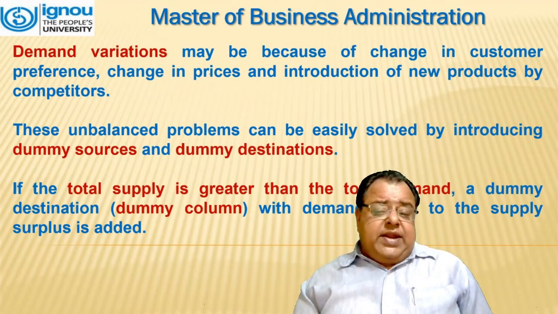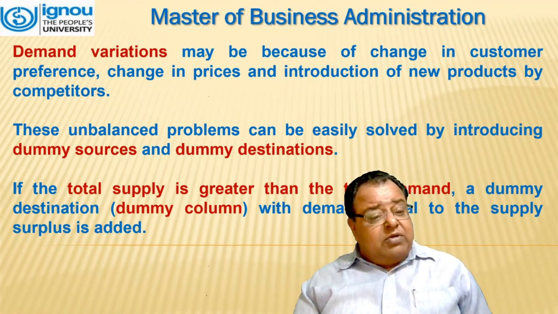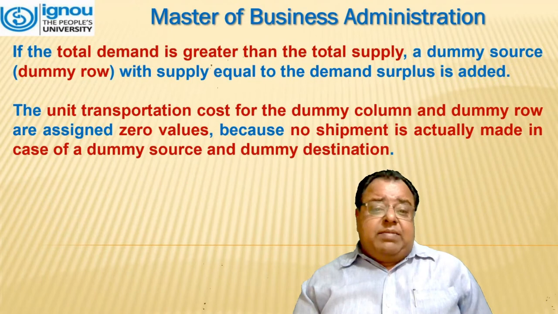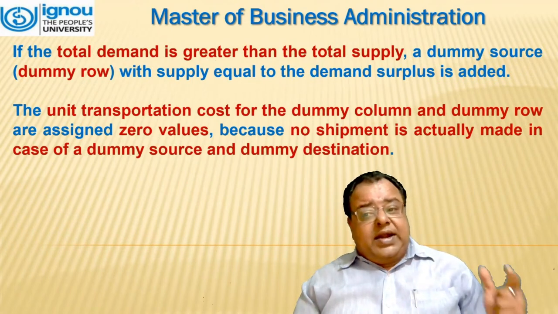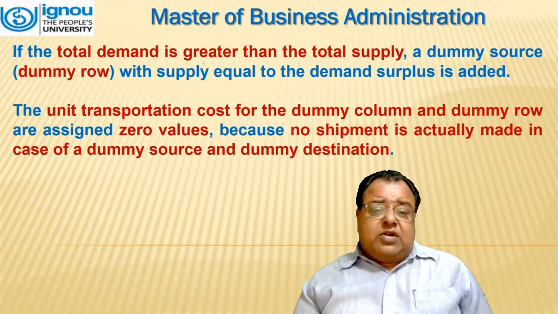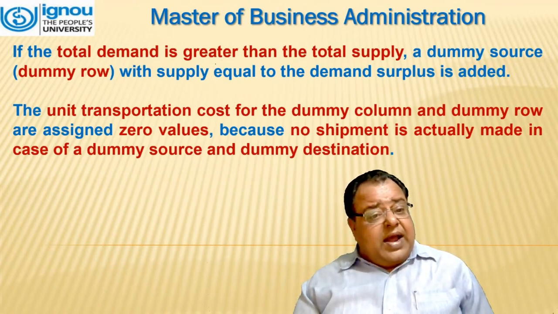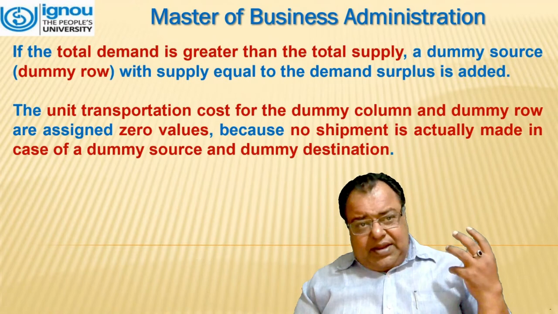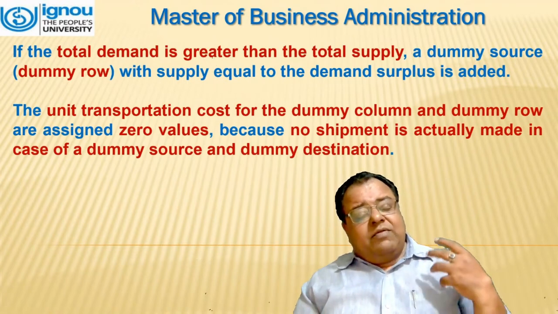If the total supply is greater than total demand, a dummy destination, that is, a dummy column with demand equal to the supply surplus is added. If the total demand is greater than the total supply, a dummy source, a dummy row, with supply equal to the demand surplus is added. The unit transportation cost for the dummy column and dummy row are assigned zero values because no shipment is actually made in the case of dummy source and dummy destination. These are the constraints we have to keep in mind while solving the problem.